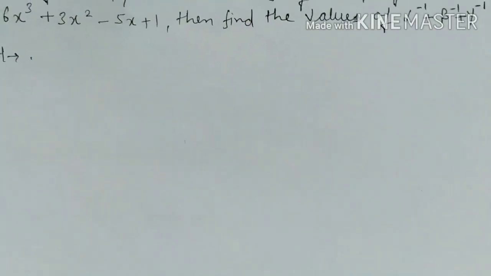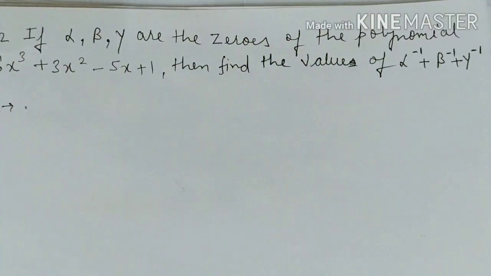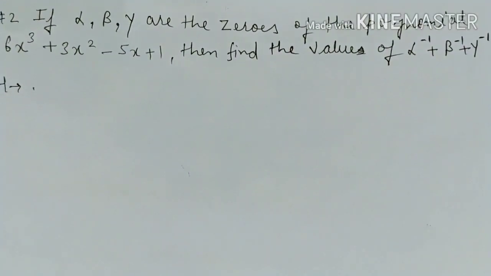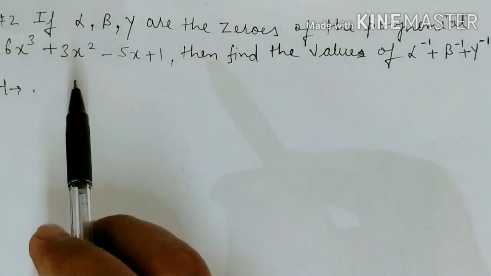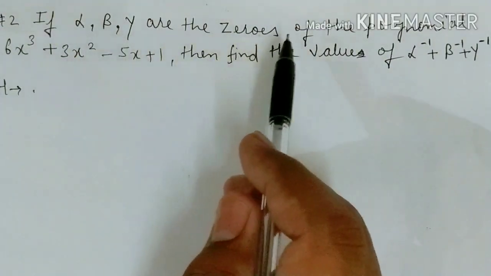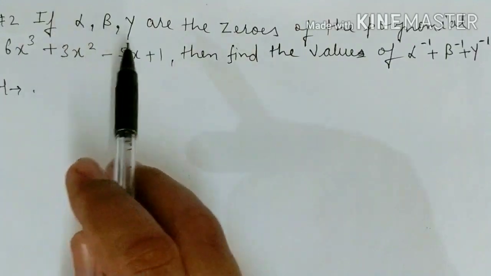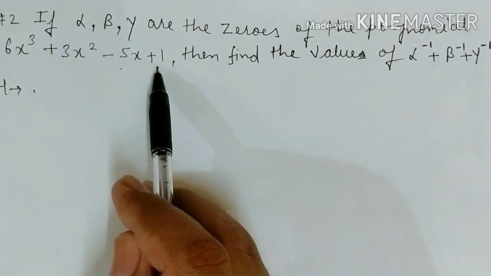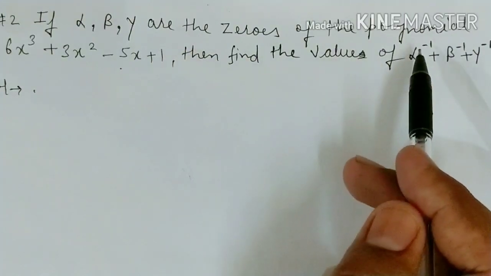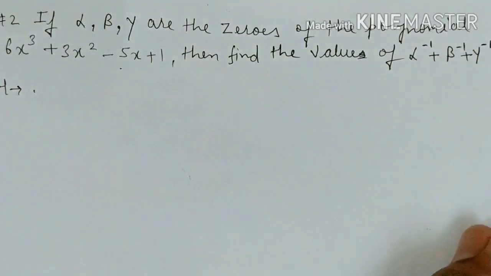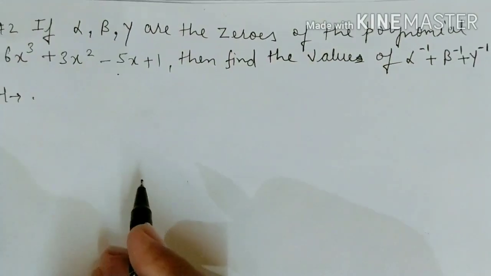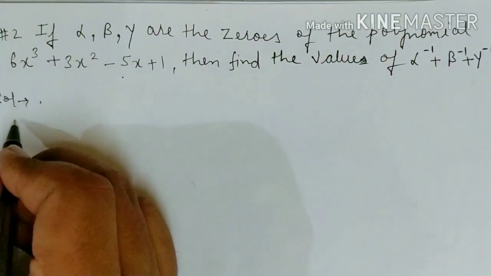is based on somewhat of an application of this. Clear? Not directly, but you have to use it. With the help of the formula you have to solve the question. So what is given? If alpha, beta, gamma are the zeros of the polynomial 6x cube plus 3x square minus 5x plus 1, then find the value of alpha inverse plus beta inverse plus gamma inverse. This is the question. So this question is very simple.